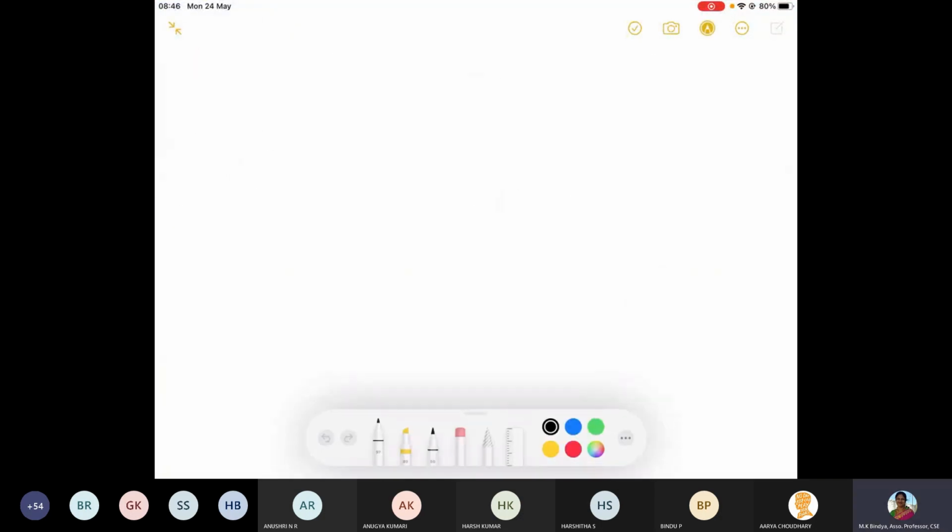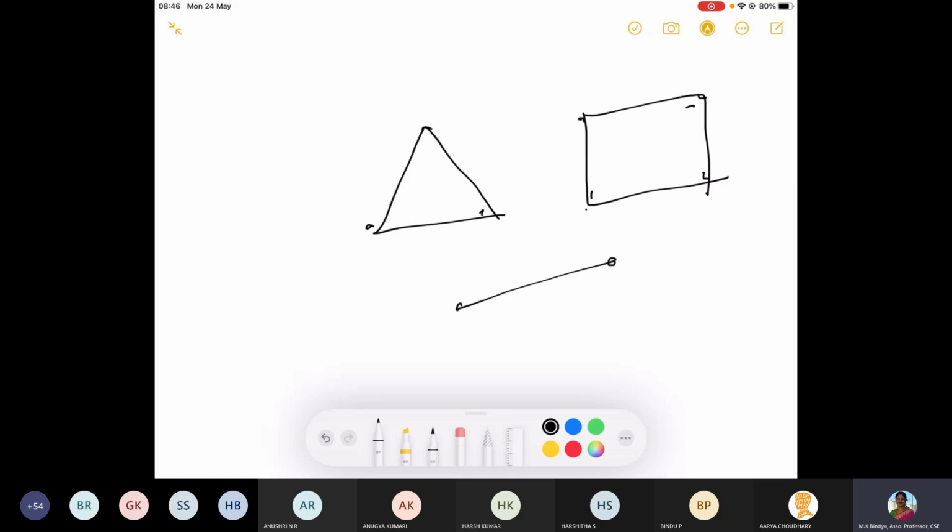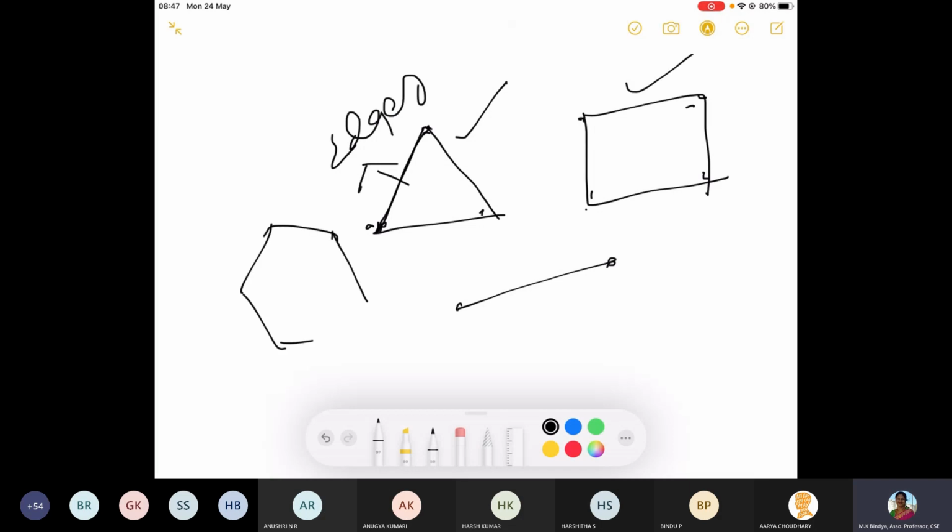See here, for example, 1, 2, 3. It consists of 3 vertices. This is called a polygon. Or else, if it consists of 4 vertices, this is also called a polygon. And this line is not called a polygon. Got it? A polygon consists of a minimum of 3 or more vertices. And these vertices are connected by straight lines, which we call edges. This is a polygon, and this is a polygon, and this is a polygon.